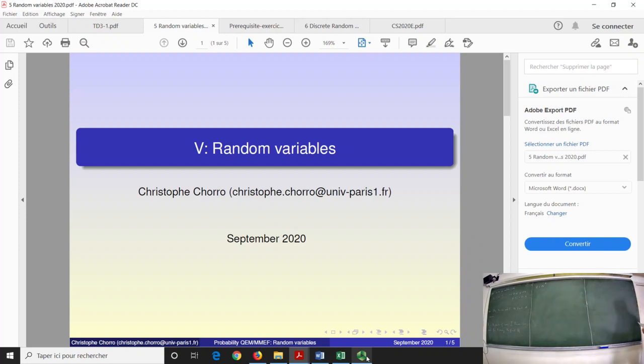Okay. What interests me once again is, for all k belonging to N star, the probability that x is equal to k. Are you able to tell me the probability that x is equal to k? So let's start with a basic example: k equal to 1.